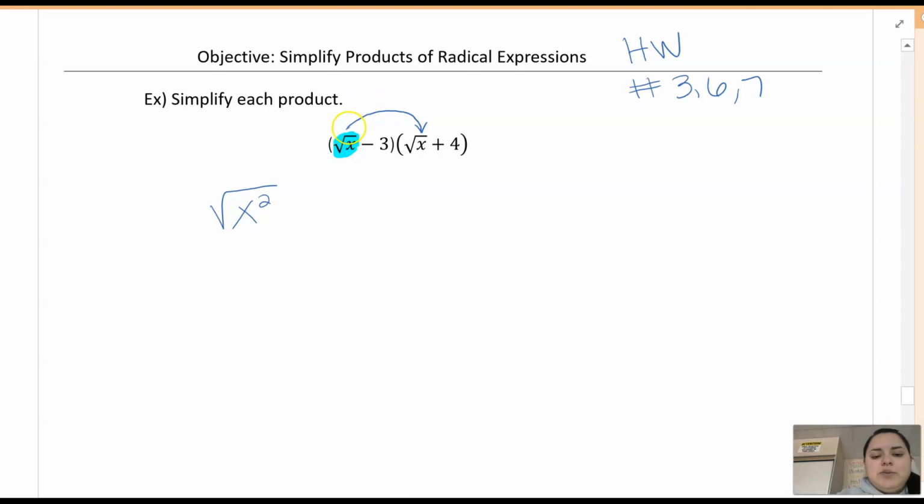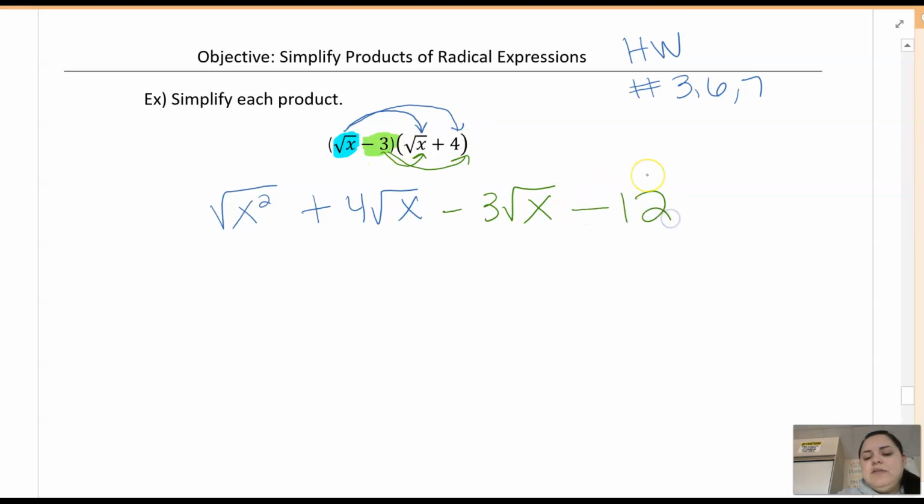But then let's continue. Square root of x times 4, that's a number times a radical. So you just attach them together. That's plus 4 times the square root of x. And then we're going to do the same thing with the negative 3. So if I distribute the negative 3, that's negative 3 times root x. And then negative 3 times 4, that's negative times a positive is negative. That's going to give me negative 12.